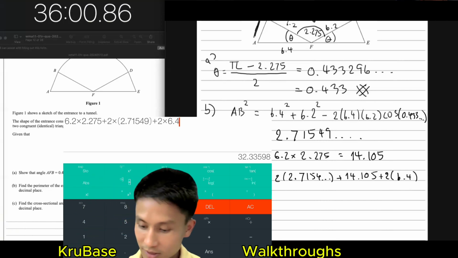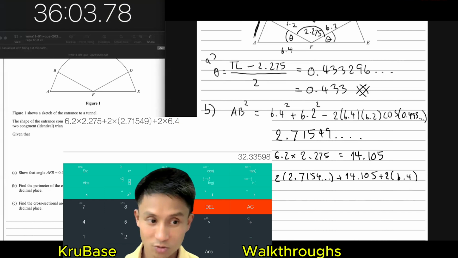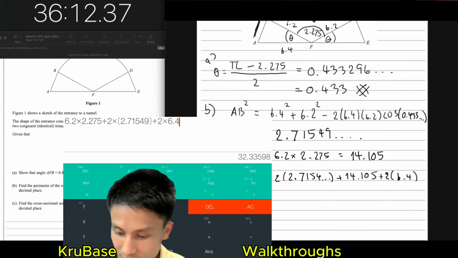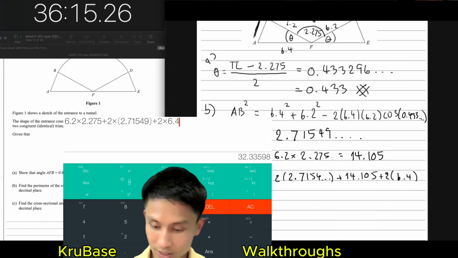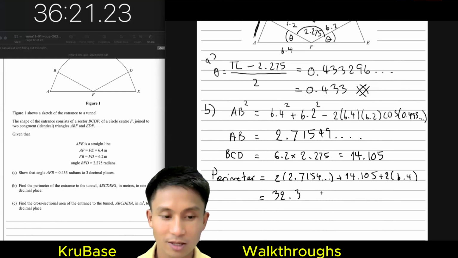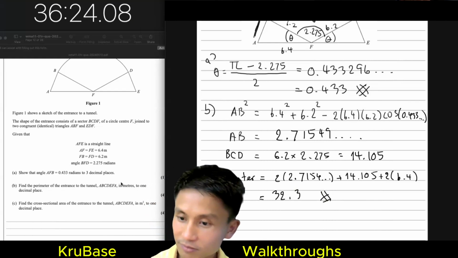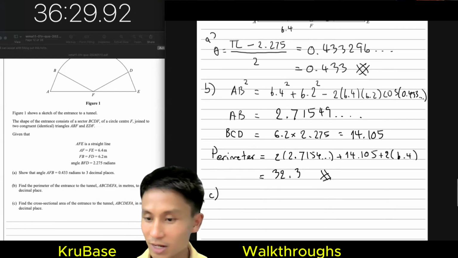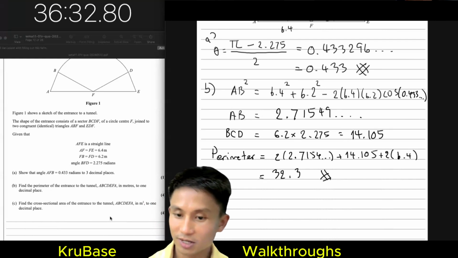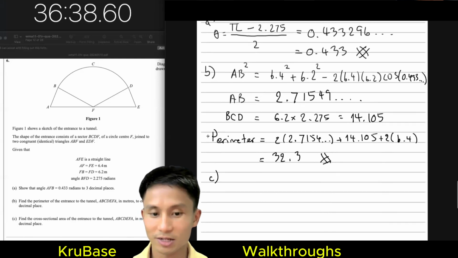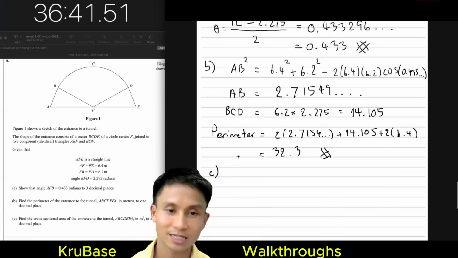Wait, where's 2? Yeah, okay. That should be fine. Okay, yeah, I think, just checking. 32.3 to 1 decimal place. Okay, so that is the perimeter. And question C, we've got to find the cross-sectional area of the entrance. So A, B, C, D, E, F, A. So everything basically. So that's going to be 2 of the triangles plus the sector.